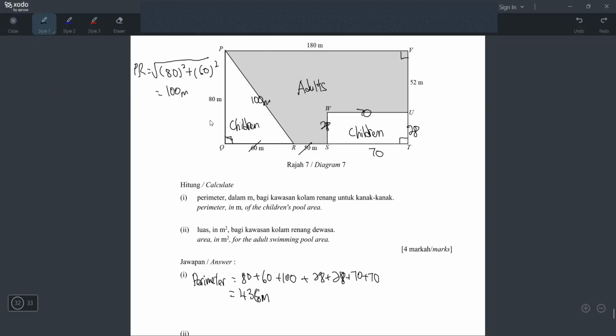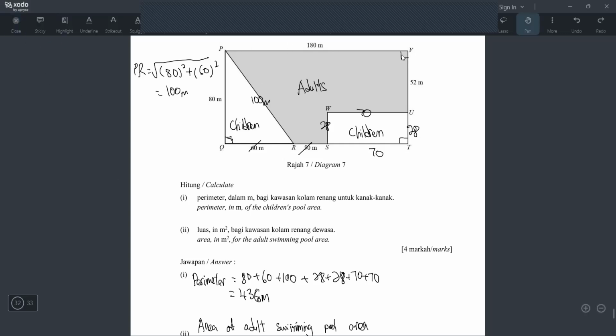Now we do B. B says area for adult swimming pool. So I want the area for this part only. How to find the area for this? First, you take the area of the rectangle. After you take the area of the rectangle, minus the area of the triangle, and then minus the area of the small rectangle. That's how you find it. So what is the plan? Area of adult swimming pool. So the first step is to find the area of the rectangle.